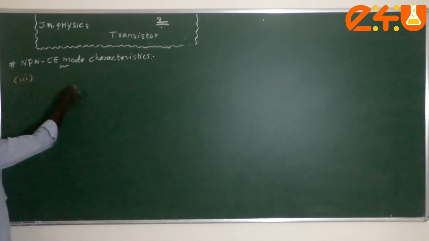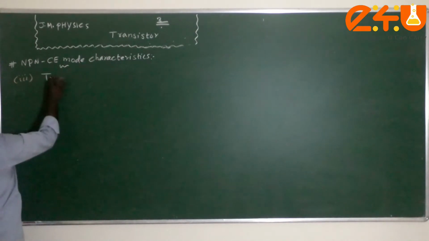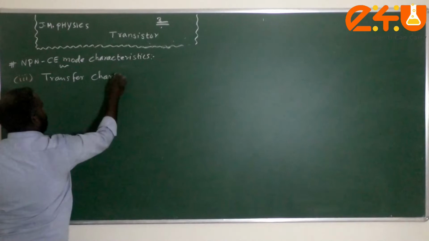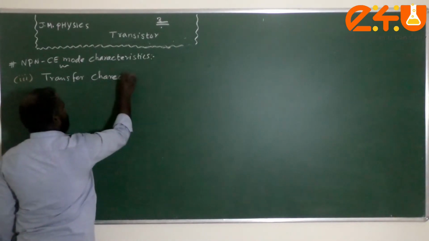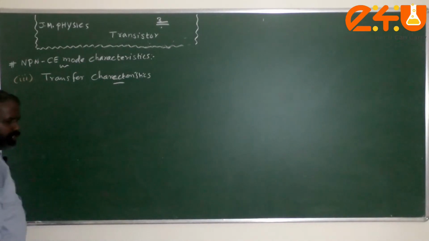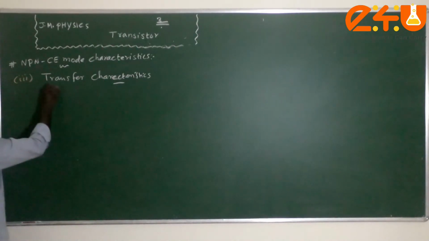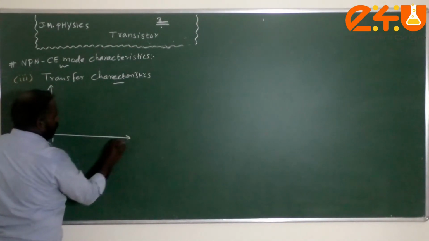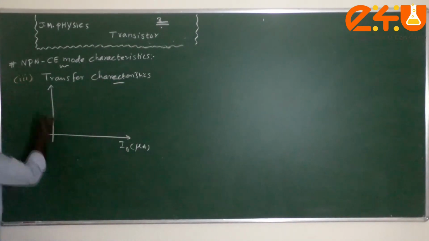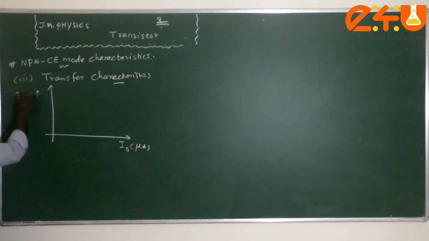The third transistor characteristic is the transfer characteristics. In this, we are going to study the relation between output current and input current. This is the input current in microampere, and this is the output current in milliampere.